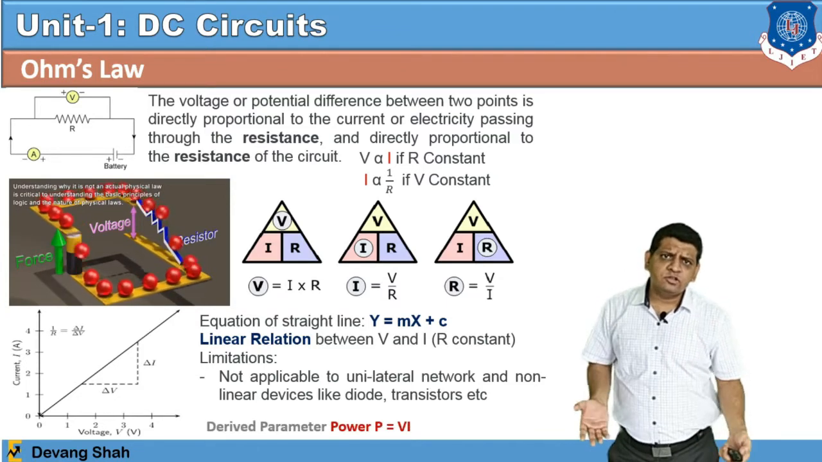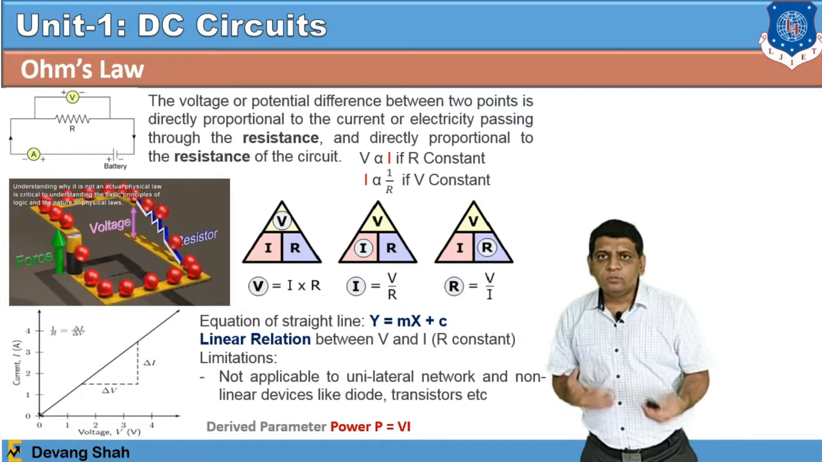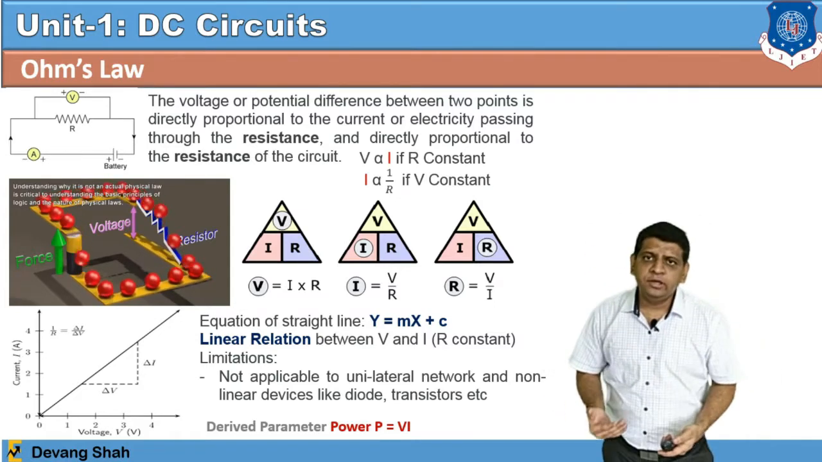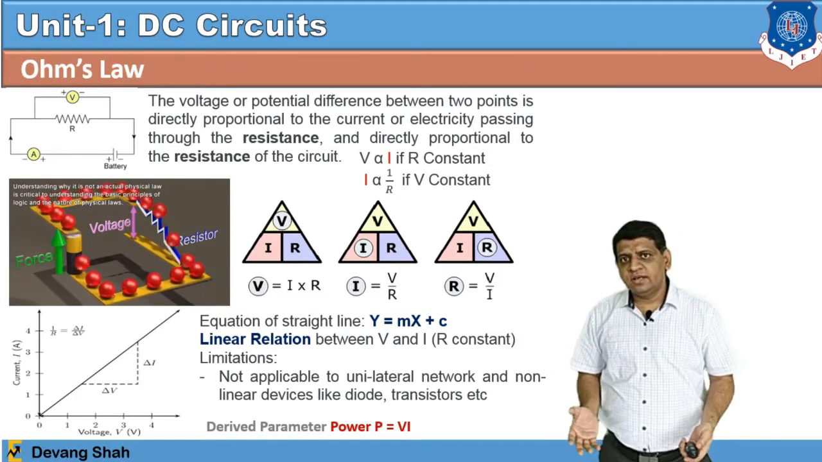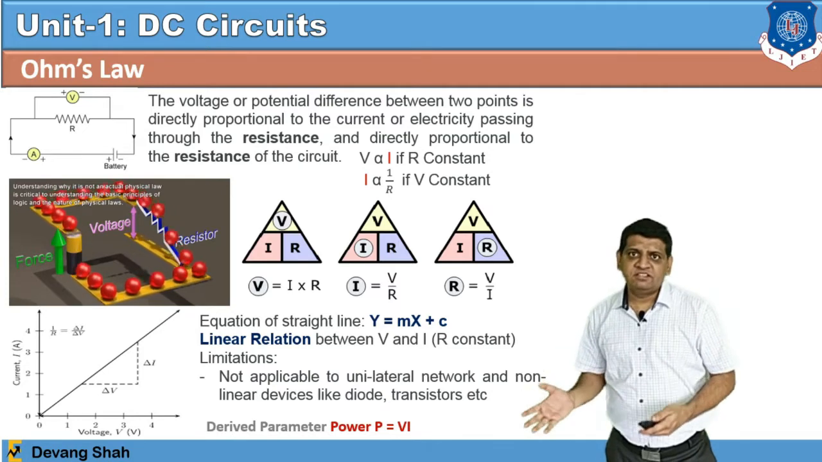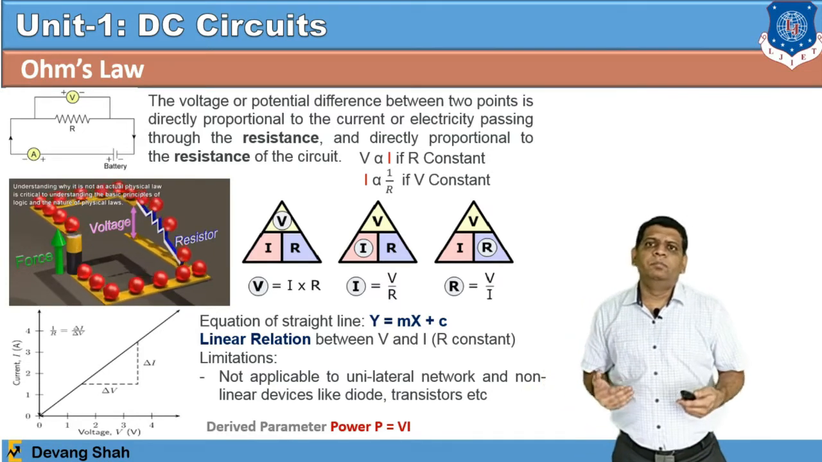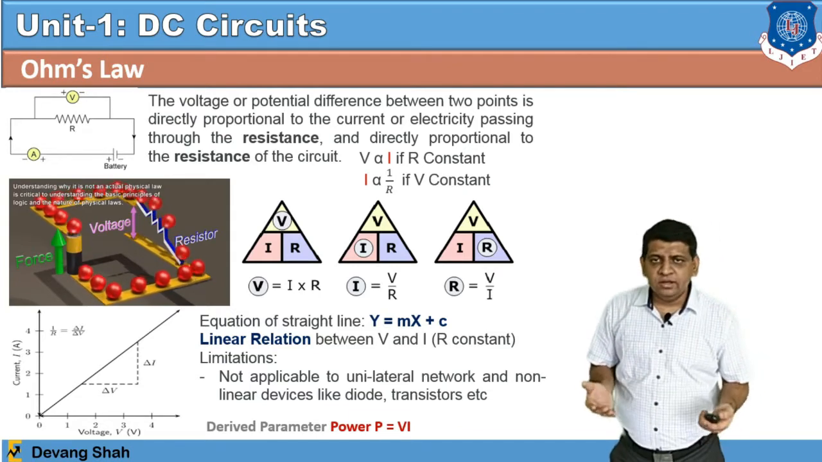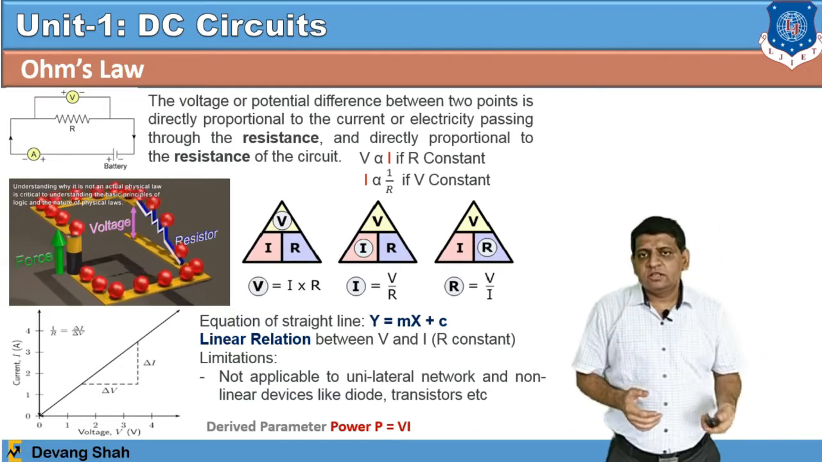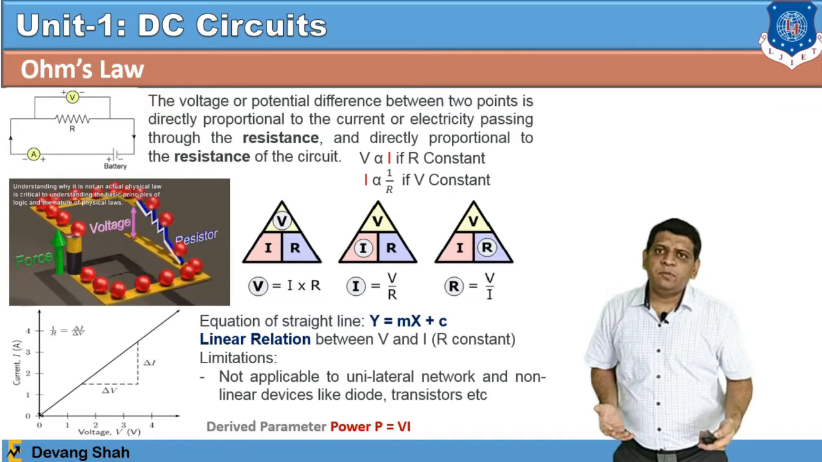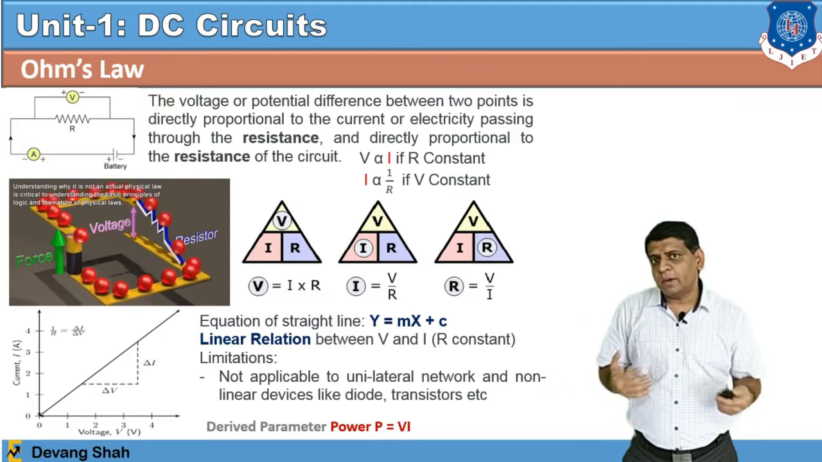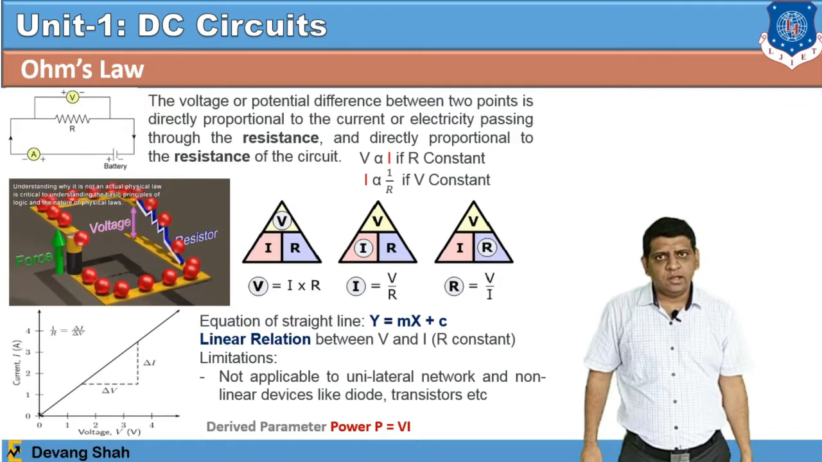There are certain limitations of this Ohm's law. It is not applicable to unilateral devices or active devices like transistors and diodes. It is applicable to linear networks where only resistance exists, right? In the same way, you can also find the derived parameter of Ohm's law, which is power: P is equal to V into I, right?